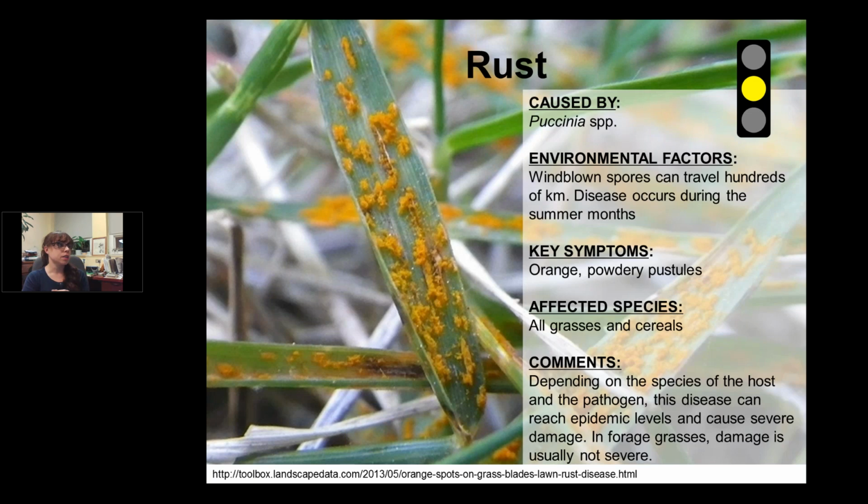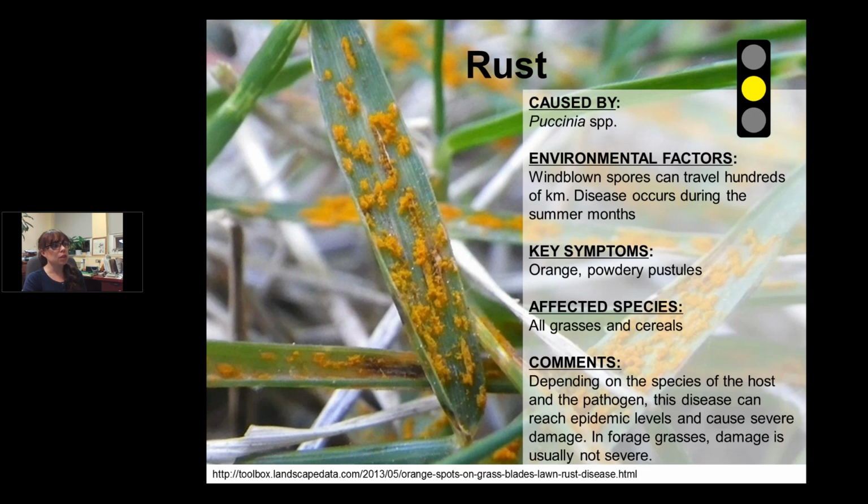What you'll see here is very distinctive. You will see bright orange powdery spores actually on the surface, and so if you take it and rub it in your hand, that will rub off on your hand or rub off on your shoes. I've seen photos of tractors that are essentially orange because of this particular disease. And once again, depending on the species of grass that you have or the species of rust that you have, there's compatible matches out there for just about any grass or cereal that you might want to talk about.